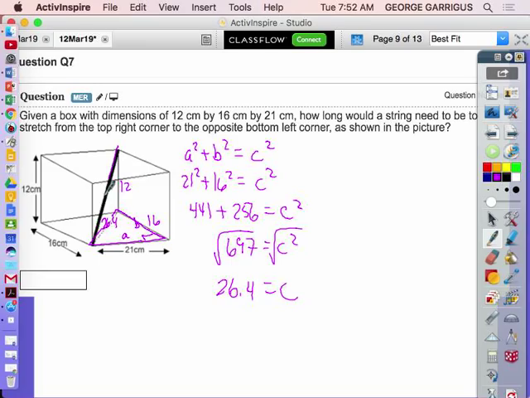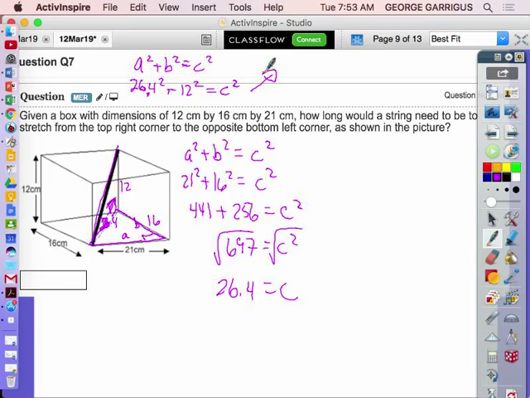And now this diagonal here, this is the right angle over here, this height of the box. So we're going to use 26.4 and the 12. We're going to do A squared plus B squared equals C squared. A is going to be 26.4. B squared is 12 squared. So we just have to do it twice. There's a decimal point.